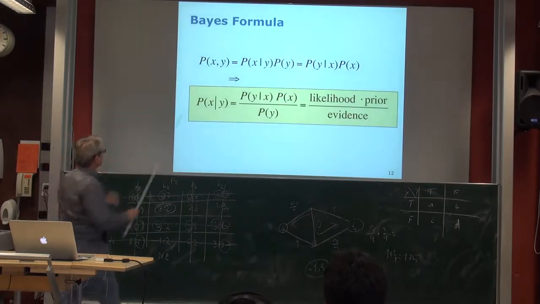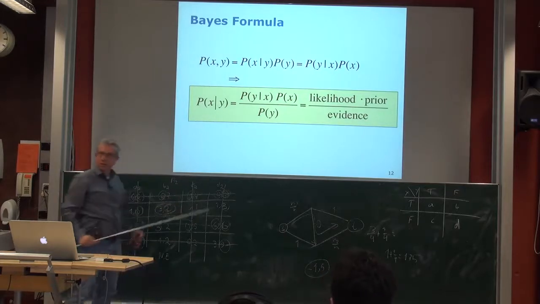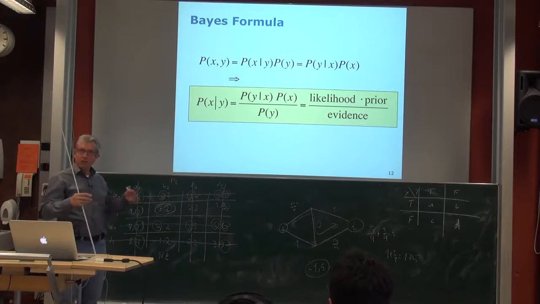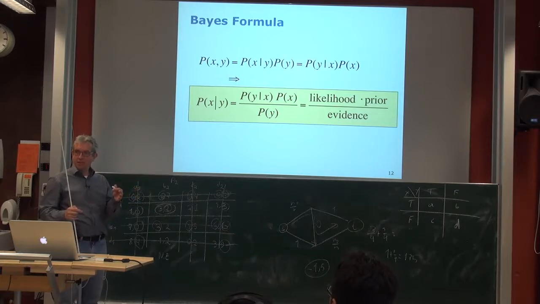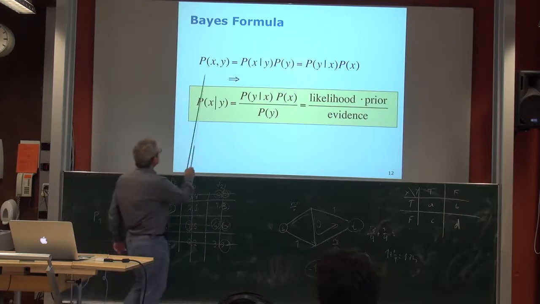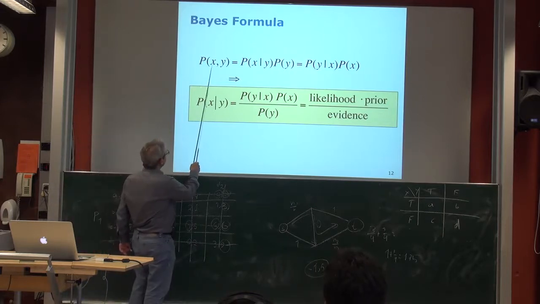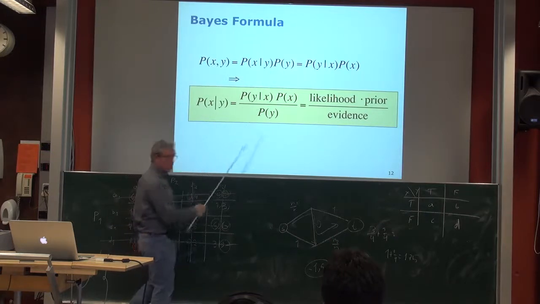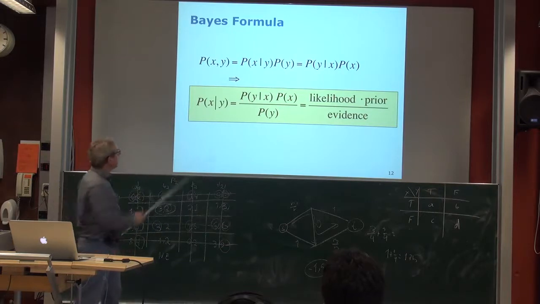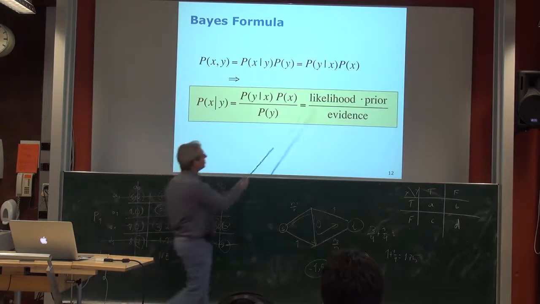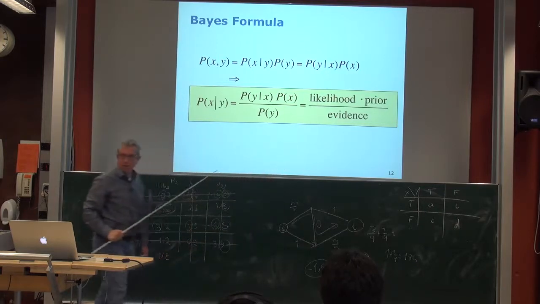If you write this down, P of x and y, conjunction in logic is symmetric, meaning that P of A and B is the very same as B and A. It's kind of like commutativity. So if you write it down like this, P of x and y is P of x given y times P of y, just by definition. If we swap y and x, which is the same expression, then this is P of y given x times P of x.